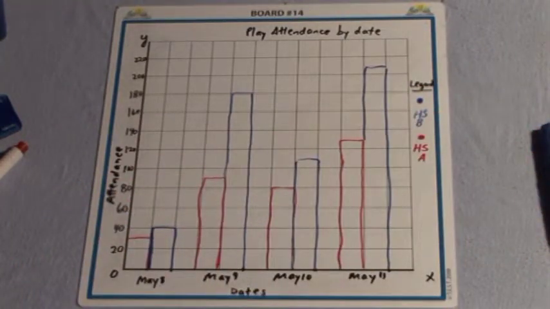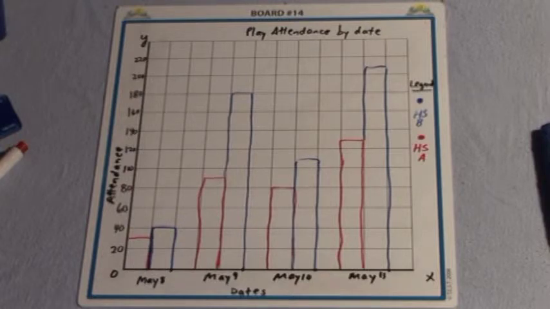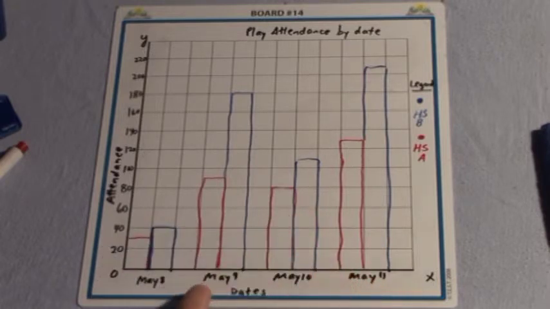So now what we can do is we compare the data side by side. We can see that attendance is always higher for high school B, and we can also make inferences. For example, regarding the data between A and B on May 8th is very close, as well as May 10th, but on May 9th and May 11th there may be special reasons for the difference in the attendance.